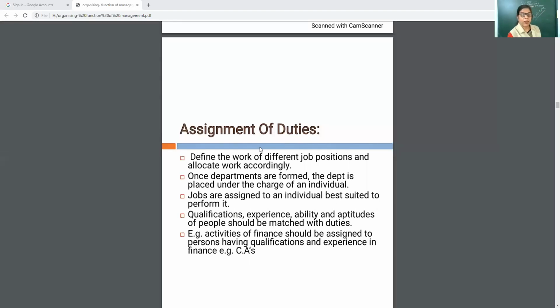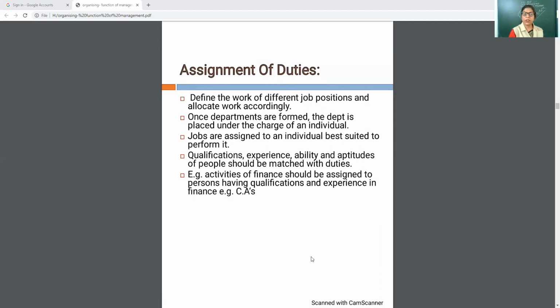Assignment of duties defines the work of different job positions and allocates the work accordingly. Once departments are formed, each department is placed under the charge of an individual. Jobs are assigned to an individual best suited to perform them, according to qualification, experience, ability, aptitude, knowledge, capabilities. So people should be matched with duties.